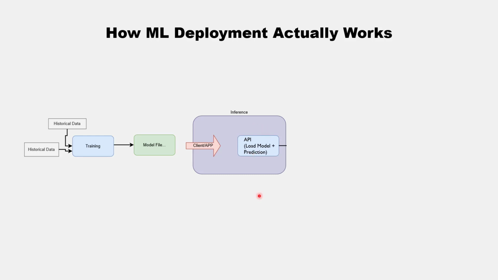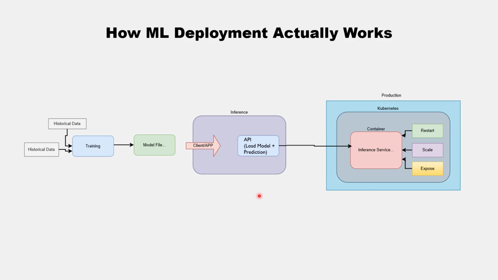Now to run this API reliably, we need a consistent environment. Machine learning code depends on Python versions, libraries, and system packages, and a container packages everything together so the service runs the same everywhere. At this point, machine learning inference becomes a microservice.